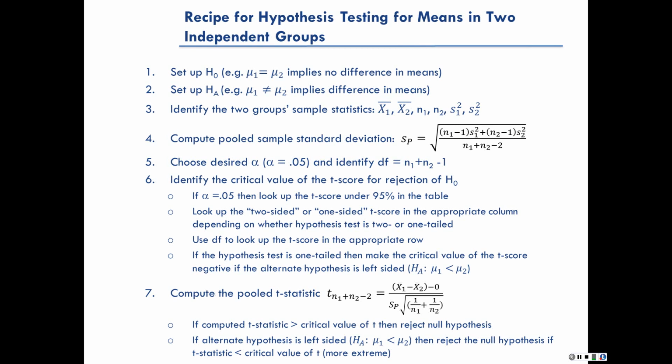So the first two steps you've seen before. We set up our null and alternate hypotheses. The second step, you want to identify the two groups' sample statistics, so the two different sample means, two different sample sizes, and two different sample variances. Then the fourth step is to calculate the pooled sample standard deviation. And you can see the formula there. As long as you have the information from step 3, it's straightforward to calculate that.